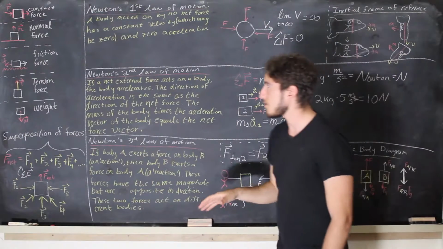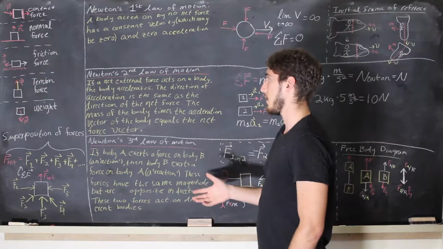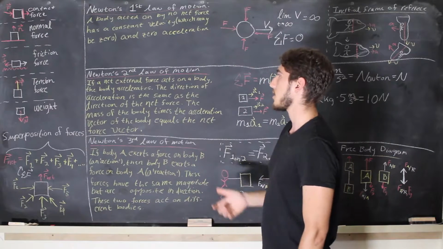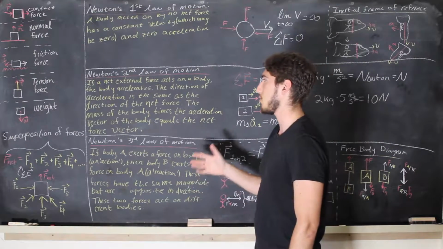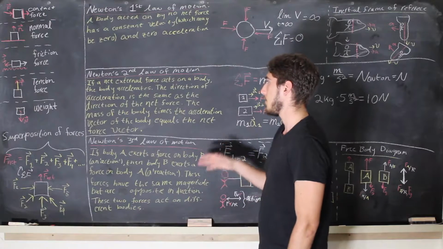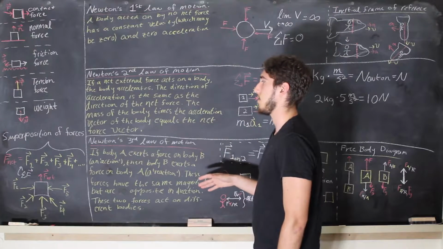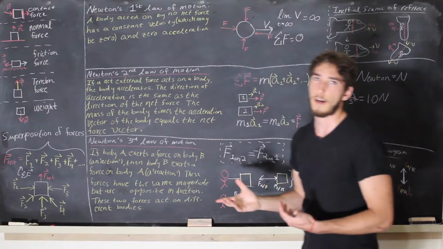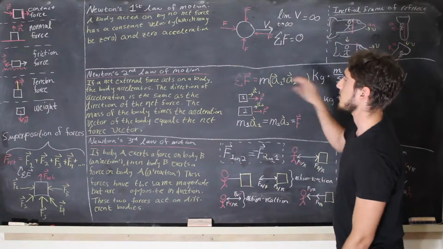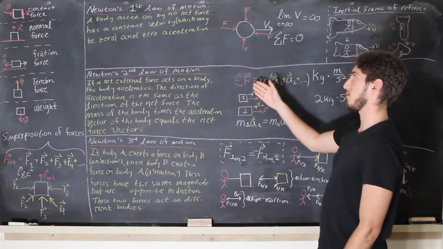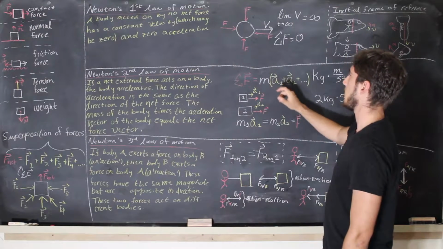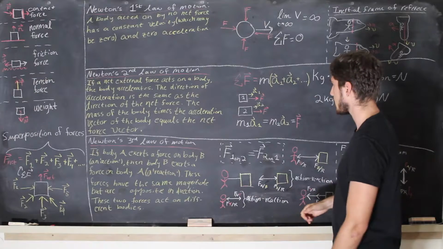Newton's second law of motion is: if a net external force acts on a body, the body accelerates. The direction of acceleration is the same as the direction of the net force. The mass of the body times the acceleration vector of the body equals the net force vector. This is essentially just saying that the force is equal to mass times acceleration. Or if you want to do the sum of the forces, it'll be equal to the mass times the sum of all the acceleration vectors.